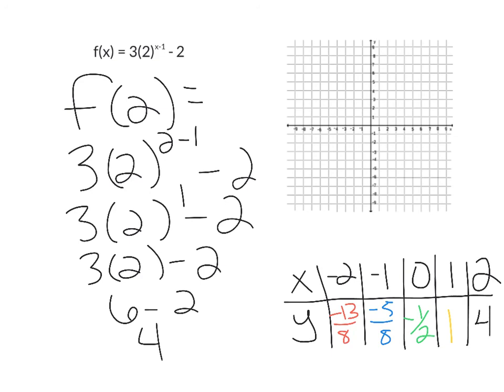Now I'm going to take a moment to plot my 5 points. Now that I've plotted my points, I'm going to finish my graph by connecting them. In this case, since I have that minus 2 at the end, my graph has been shifted down 2 units. So my line and my function will get closer and closer to y equals negative 2, but it will never cross it. Now we have graphed the function f of x equals 3 times 2 to the quantity of x minus 1, minus 2.